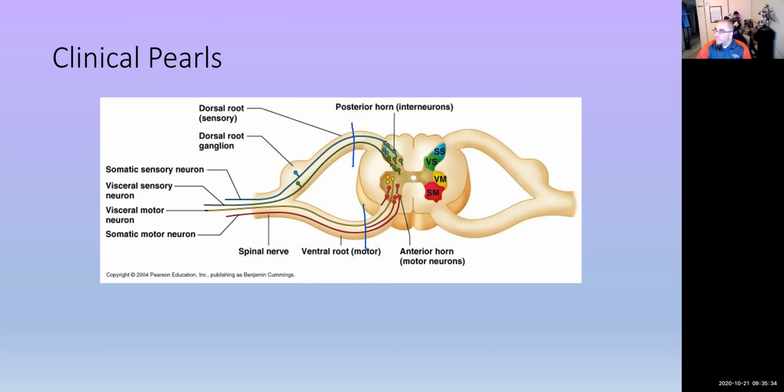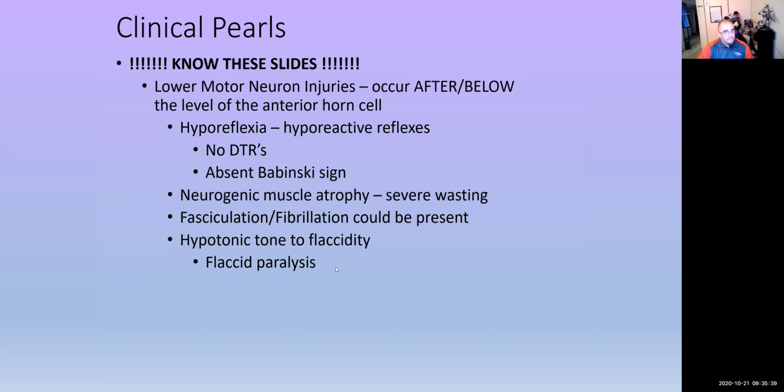So what did I look like with a lower motor neuron injury? That's a great question. We're going to talk about that. A lower motor neuron injury is going to present with hyporeflexia or hyporeactive reflexes, meaning they're either going to be so small that you're not going to notice it, or there's going to be none at all. And they're going to have an absent Babinski sign. That is different than a negative Babinski sign, right? So if you are testing for Babinski, what does a negative sign look like with an adult? What do they do?